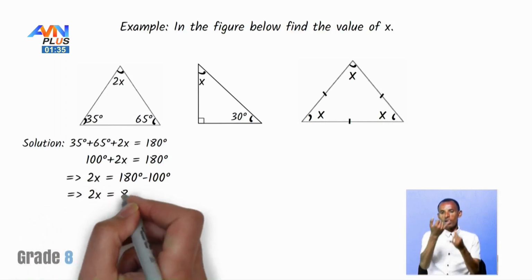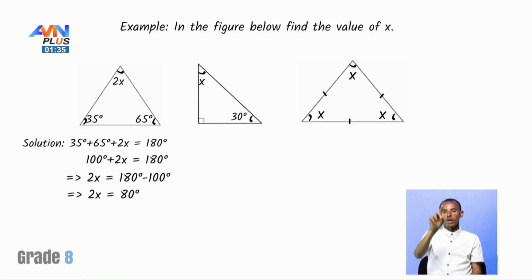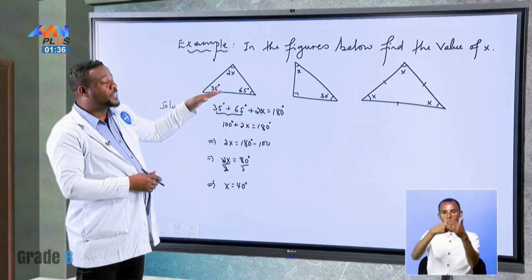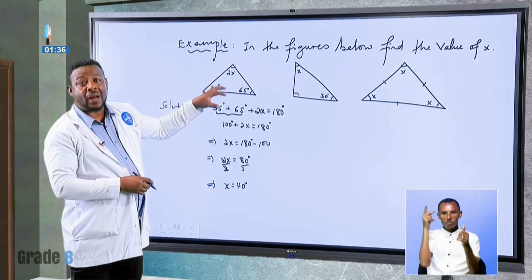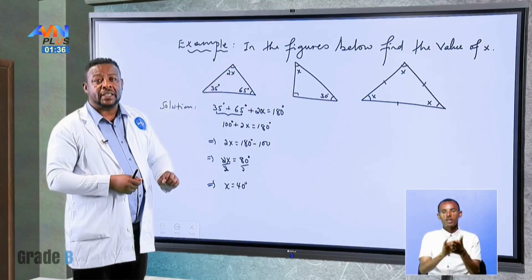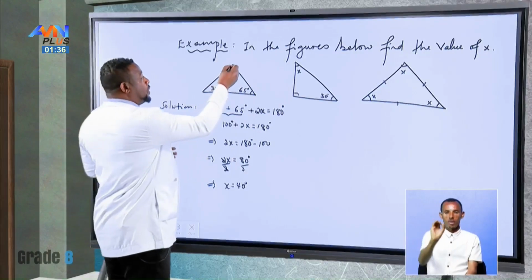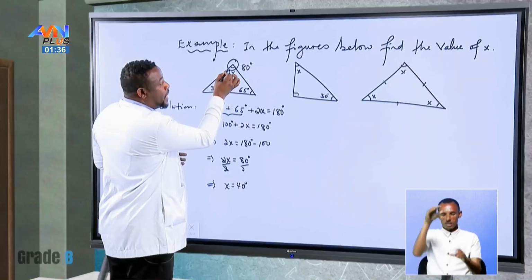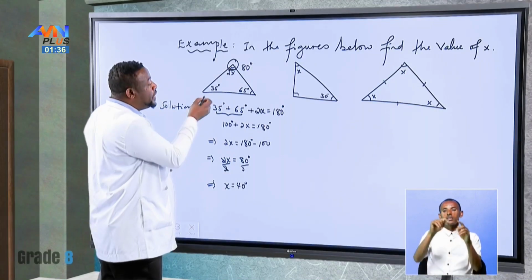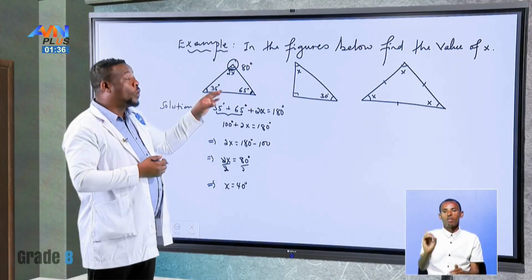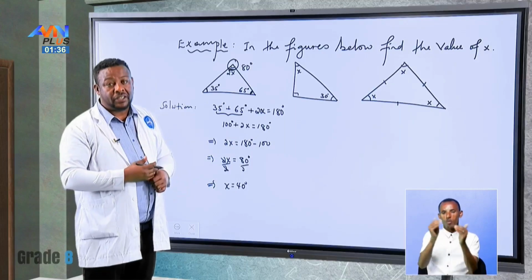Now, you can divide both sides by 2. Then x becomes 40 degrees. The value of x in the case of the first triangle is 40 degrees. You can check that 2 times 40 is 80, right? So this whole angle is 80 degrees. The interior angles of this triangle are 80 degrees, 35, and 65. The sum of all these must give us 180 degrees, right?